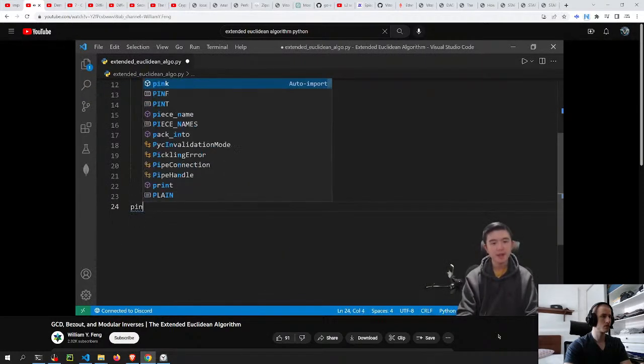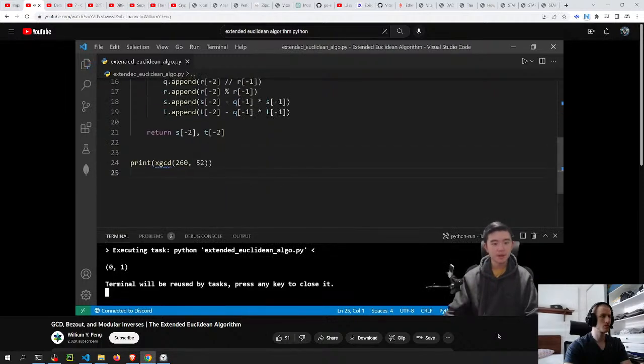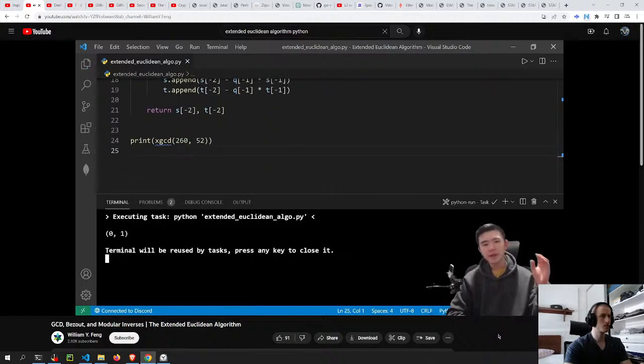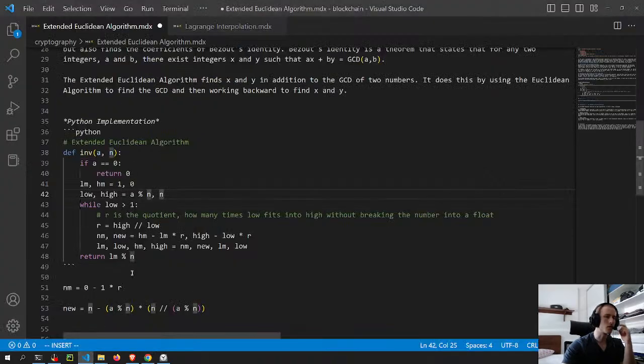Okay, let's do a slightly unwieldier example. How about we do 260 and 52. We get 0, 1. And this makes perfect sense, because 0 times 260 plus 1 times 52 is exactly the GCD of 260 and 52, since 260 is equal to 5 times 52. The thing is that this algorithm is returning just one thing here as well.